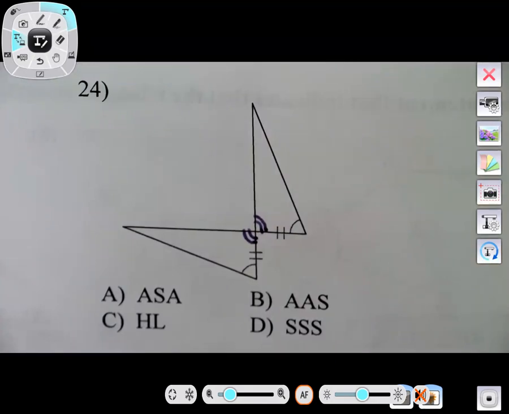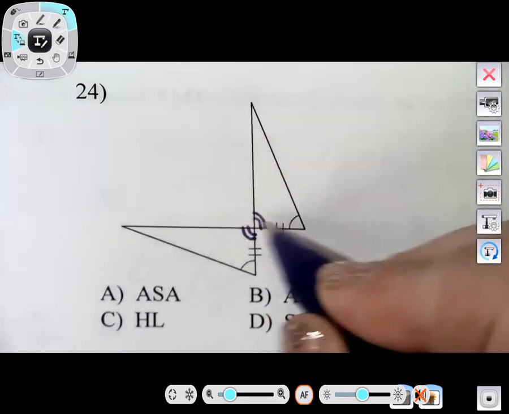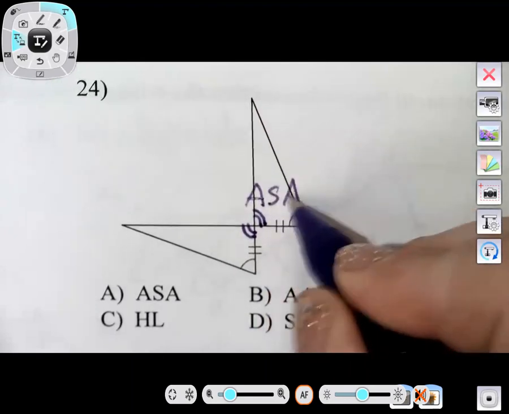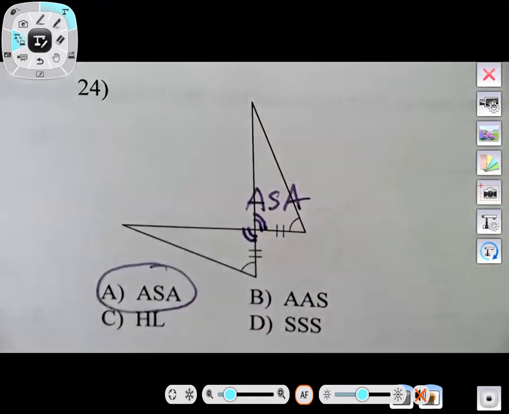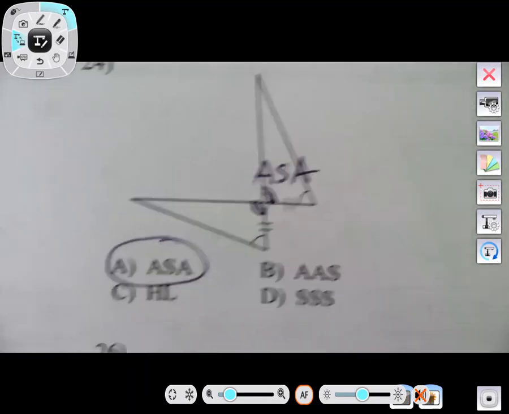Yes, angle, side, angle. And you know this because it spells it right out. Angle, side, then an angle. Choice A. Yes, good. Okay.